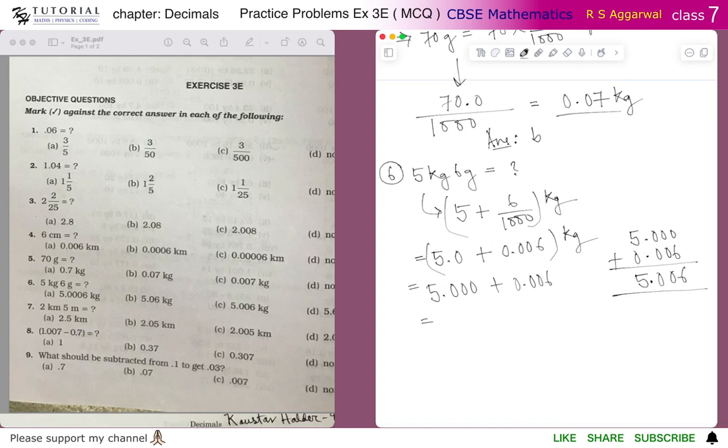So this is 5.006 kilogram, and the choice will be C.